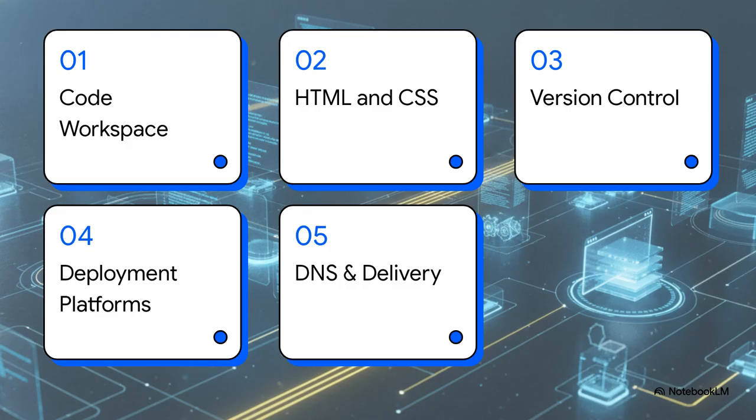Here's our roadmap for The Explainer, moving from the micro level of local editors to the macro level of global edge networks. First, the modern code workspace. Second, structuring HTML and CSS. Third, version control and Git. Fourth, modern deployment platforms. And finally, DNS and global delivery.